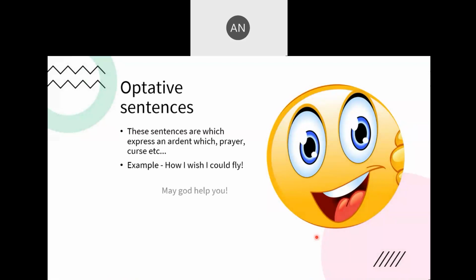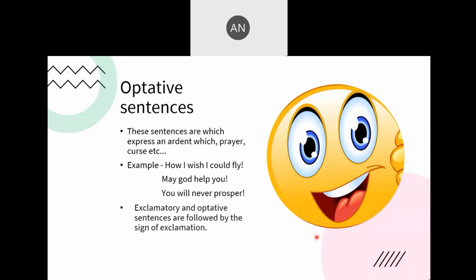Optative sentence. These are sentences which express an ardent prayer or curse. So these are what you call an ardent wish. It must be a very, very strong wish, prayer, or curse. How I wish I could fly! May God help you! You will never prosper! That is a curse. So exclamatory and optative sentences are followed by the sign of exclamation. The exclamation mark will be there.